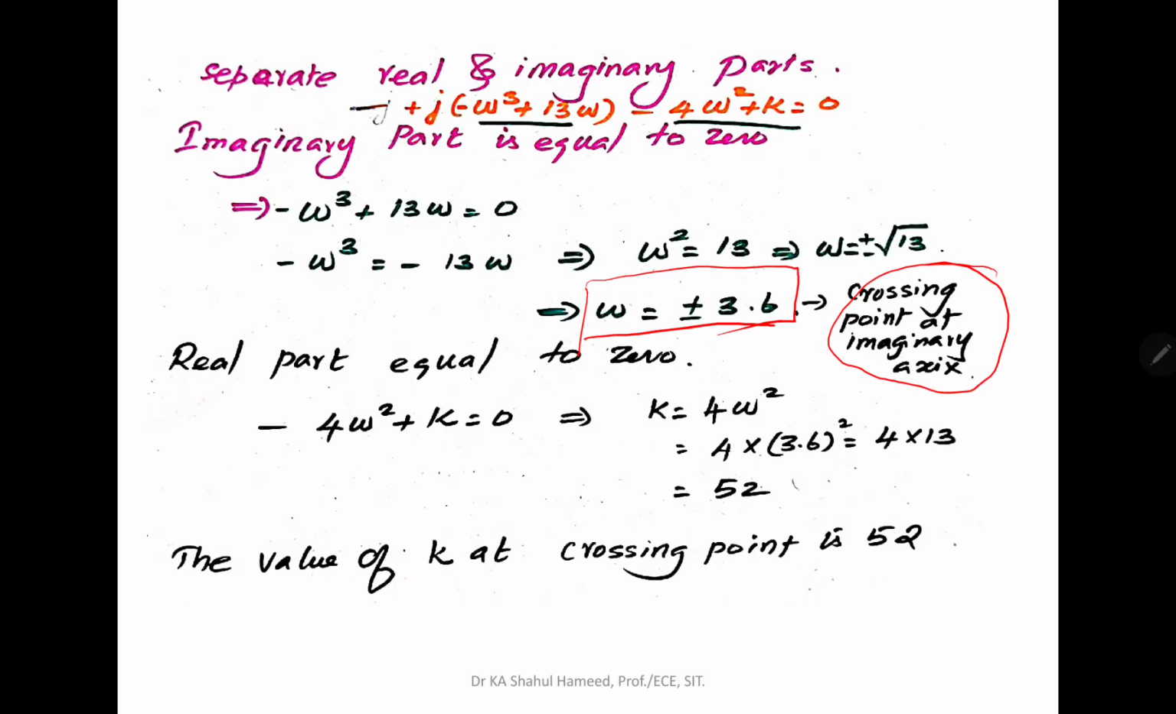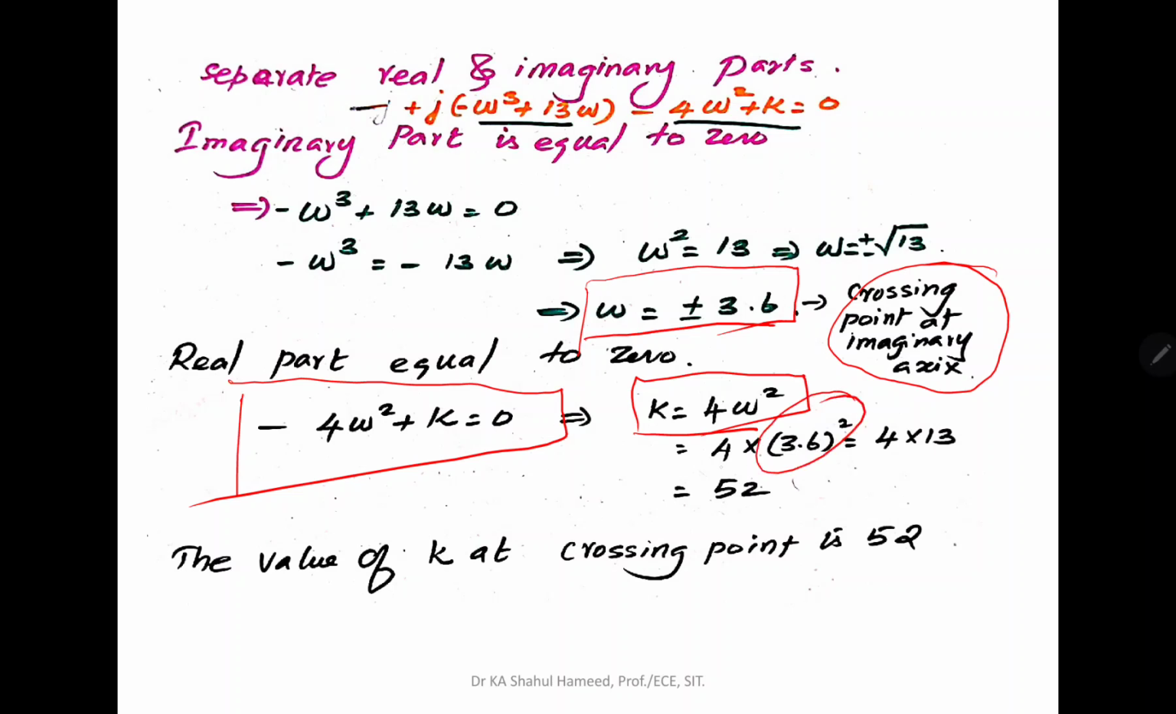After finding the crossing point, we have to find the gain by substituting the value of omega in the real part. The real part is minus 4 omega square plus k is equal to 0. So, just moving 4 omega square to the right hand side, k is equal to 4 omega square. I am simply substituting the value of omega. Omega is plus or minus 3.6, whether it is positive or negative doesn't matter because we are going to square it. So 4 into 3.6 square, 3.6 square is 13, so 4 into 13 is equal to 52. So the value of k at the point where the root locus branch crosses the imaginary axis is 52.